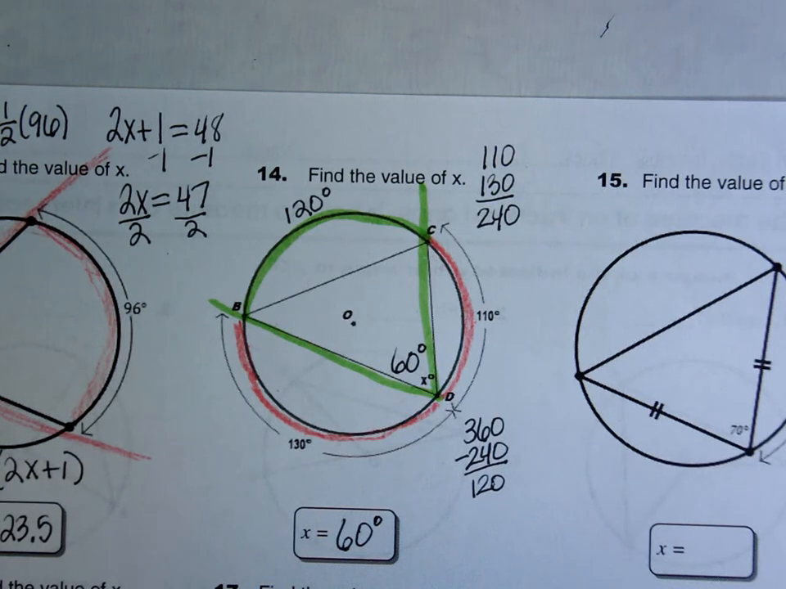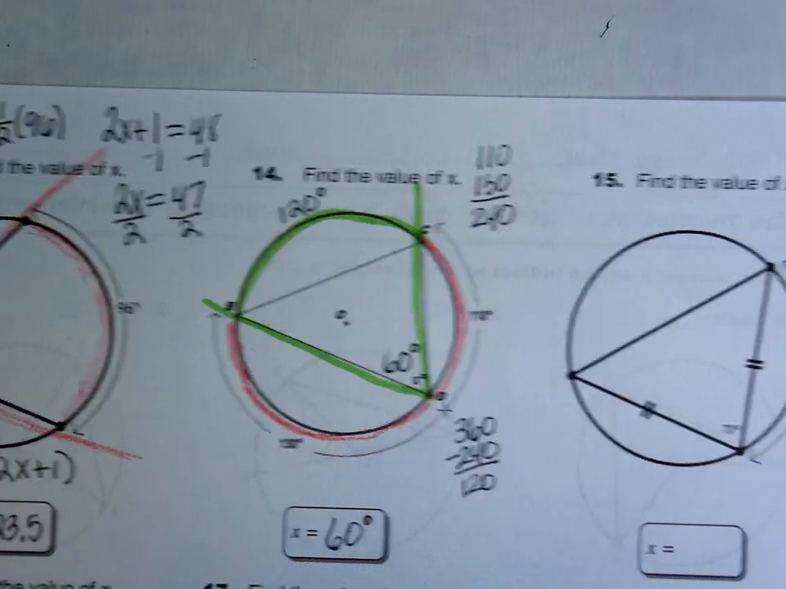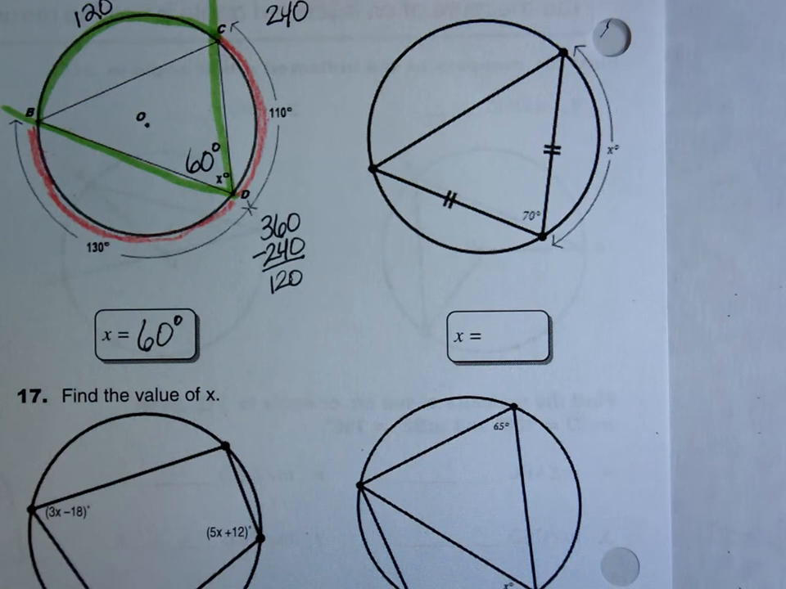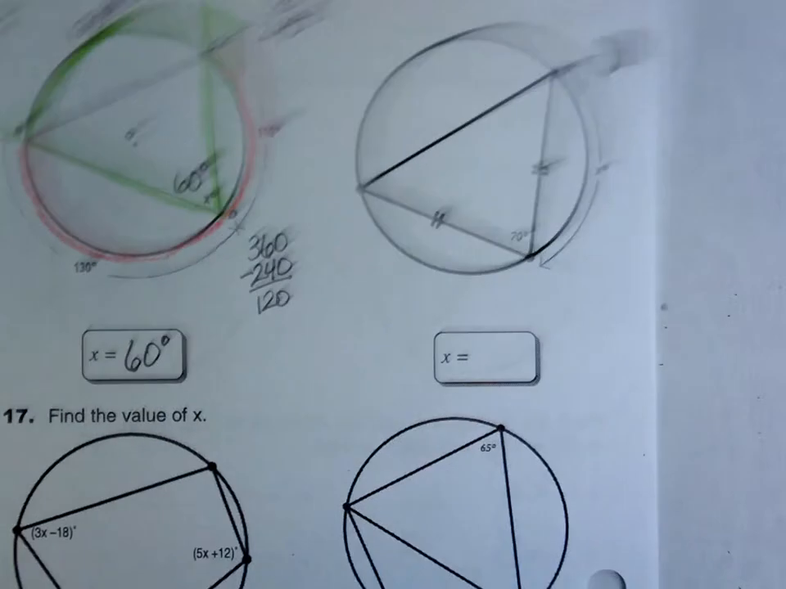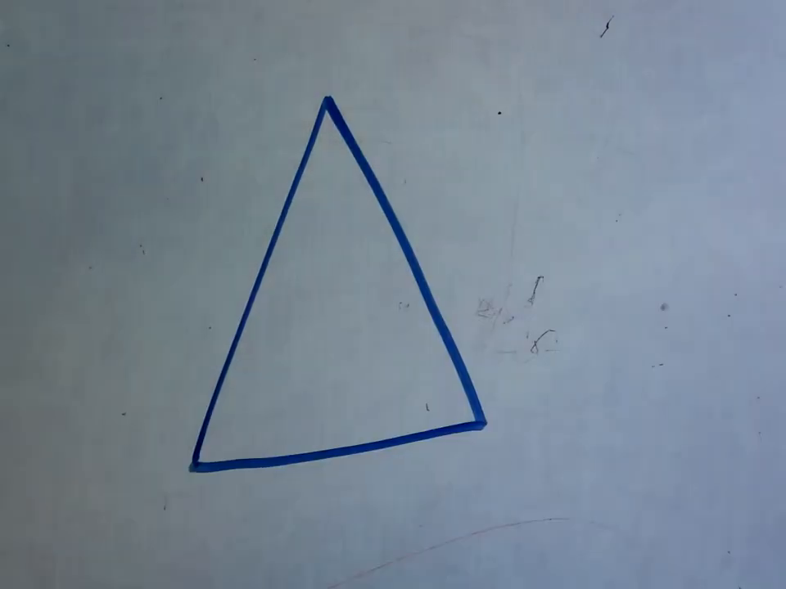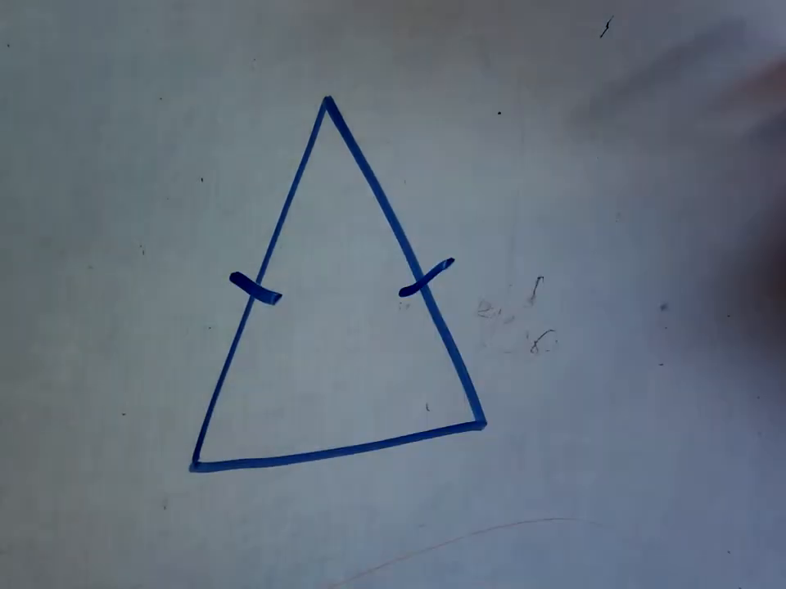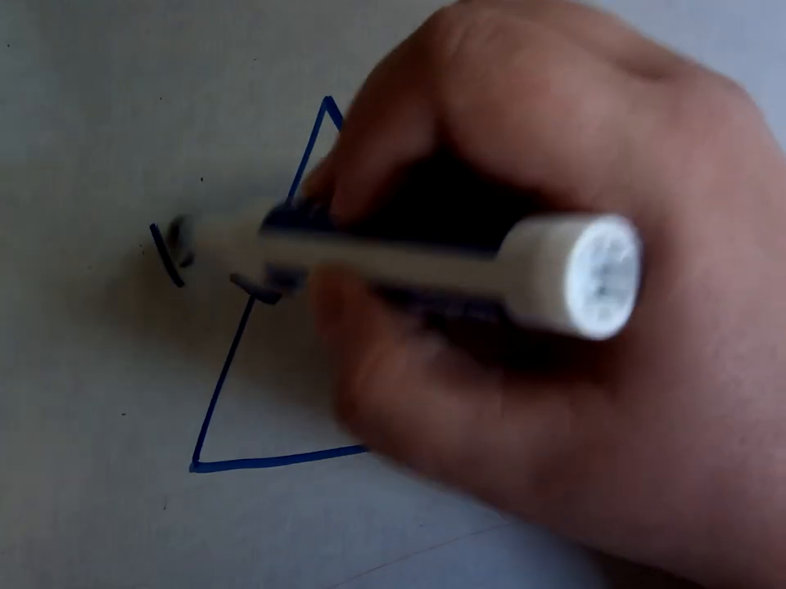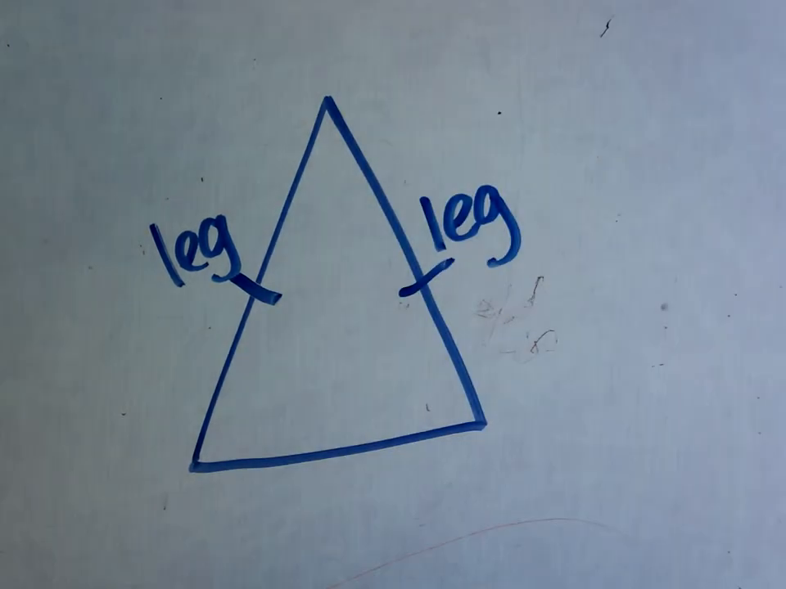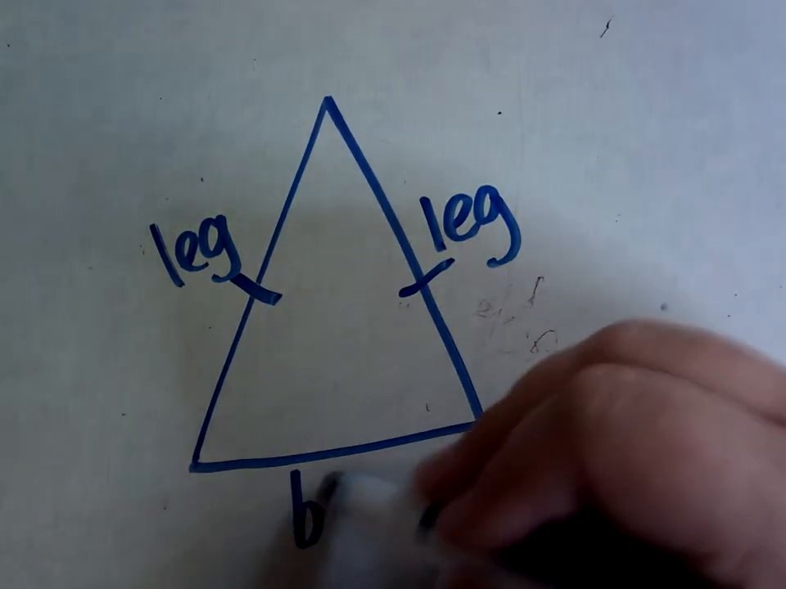Okay, moving on to the next one. The next circle has a triangle in it, and that triangle is an isosceles triangle. Let me remind you of a couple things about isosceles triangles here. If you have a triangle that has two sides the same length, in other words, it's an isosceles, those two sides are called the legs. The side that's not the same is called the base.